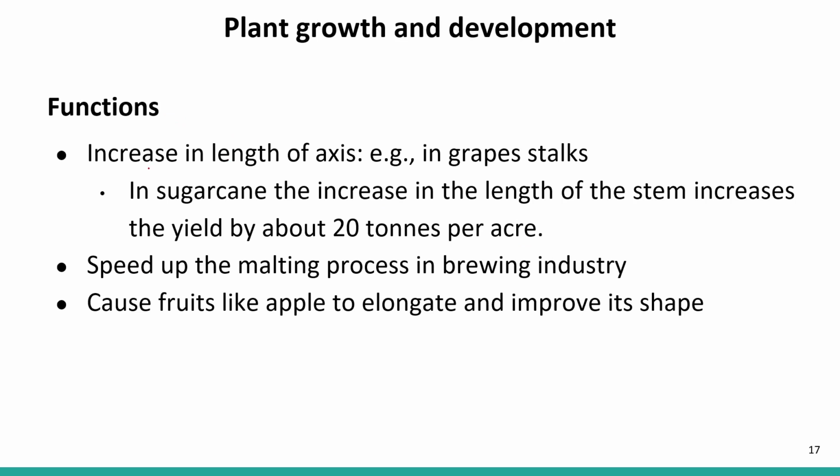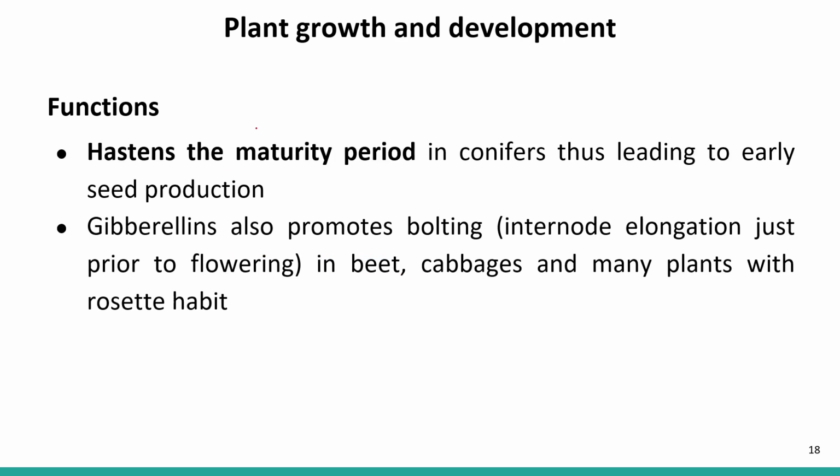Now, functions of gibberellic acid. First is increase in the length of the axis. It also speeds up the malting process in the brewing industry. This is important. And gibberellin causes fruits like apple to elongate and improves their shape. Another important function is that they hasten the maturity period in conifers, meaning they help to attain the reproductive stage earlier.